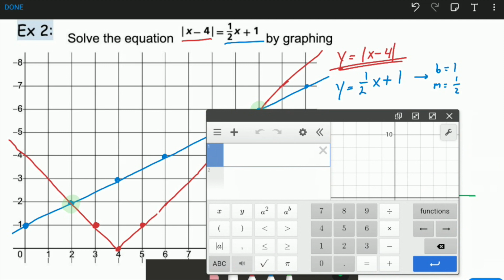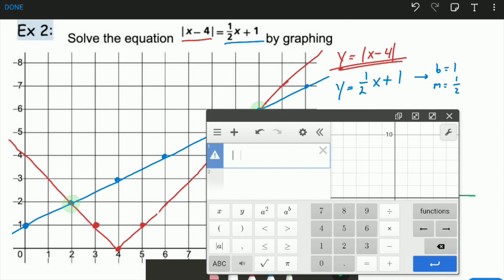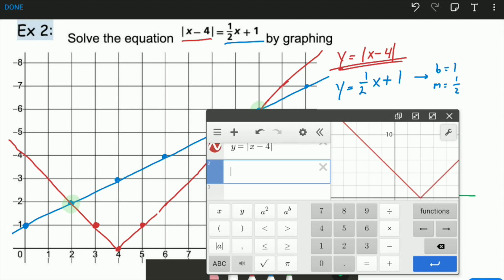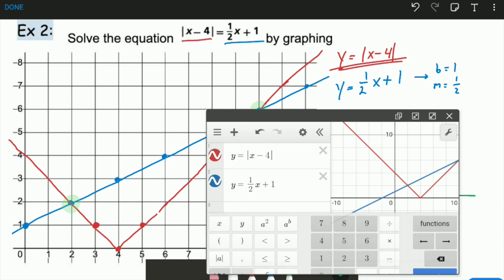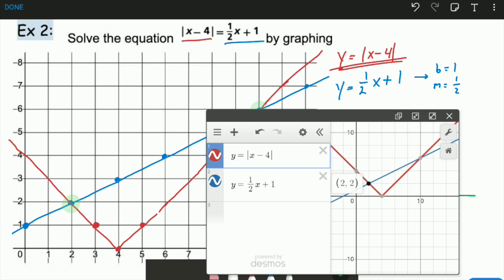So absolute value, there it was. Absolute value of x minus 4 is the first piece. And the second piece was 1/2 x plus 1. We just double check. We can see that 2, 2 is one of the points, so x equals 2, and x equals 10, just as we found.